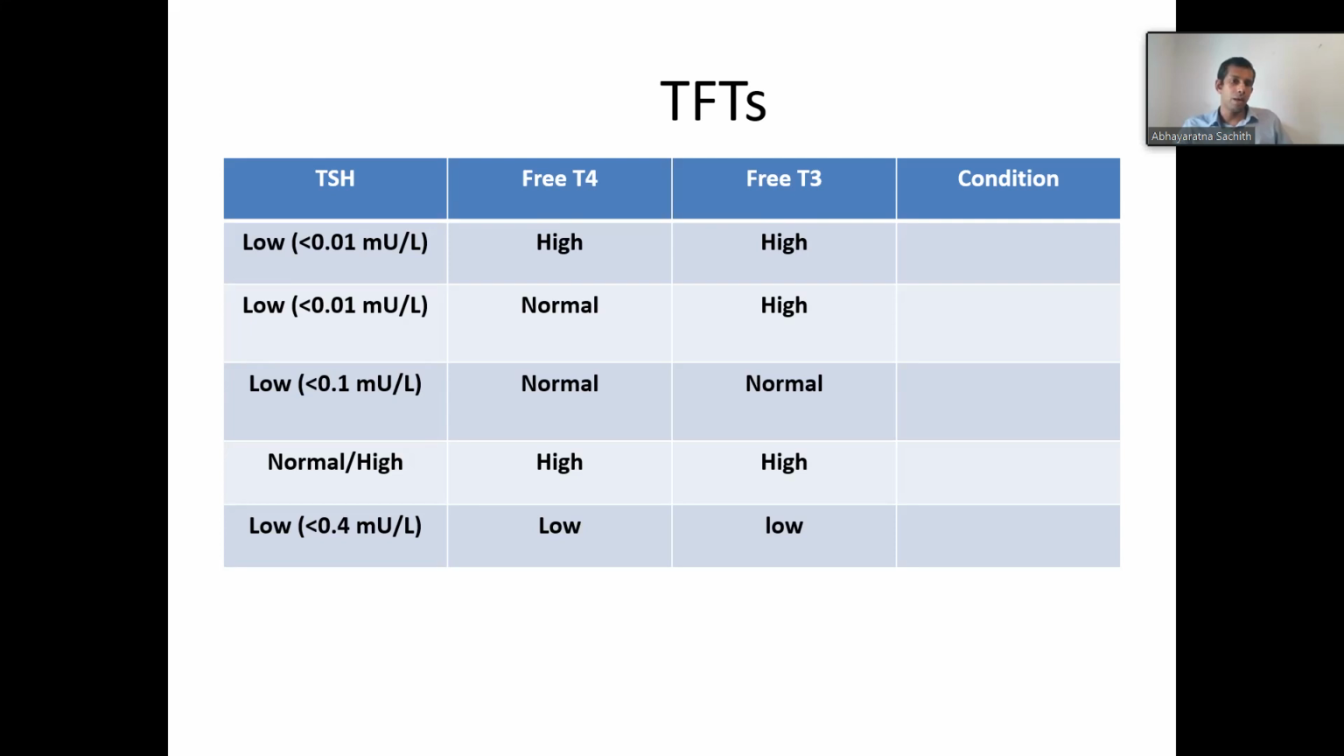Okay, coming to the fourth condition: normal or high TSH, T4 and T3 both high. What is that condition? Yeah, those are the other ones, right? These could be TSH-omas or thyroid hormone resistance. You have to think in that situation.